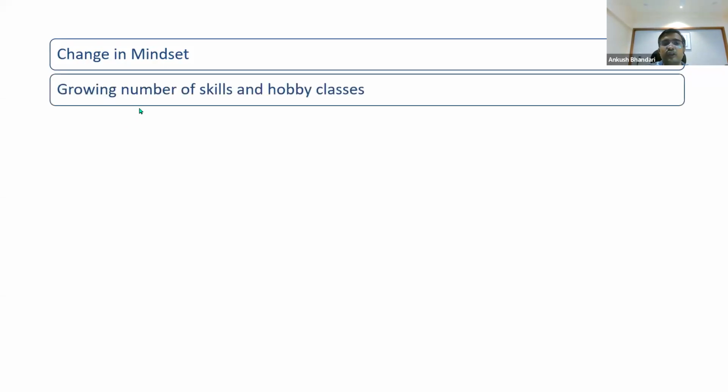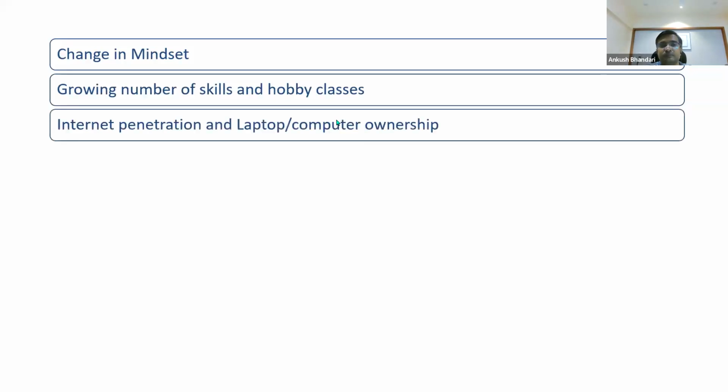The second thing is the growing number of skill and hobby classes. What does it mean? If you just take yourself, when we were in school, 5, 10 or 15 years back, how many hobby classes or skill classes were we joining in a year? Hardly any, right? I never joined any, but I'm sure some of you might have joined one class. But now parents are sending their kids to nearly 2 to 3 hobby classes every year, sometimes every month as well. So what does it mean? For more skill and hobby classes, you need more teachers.